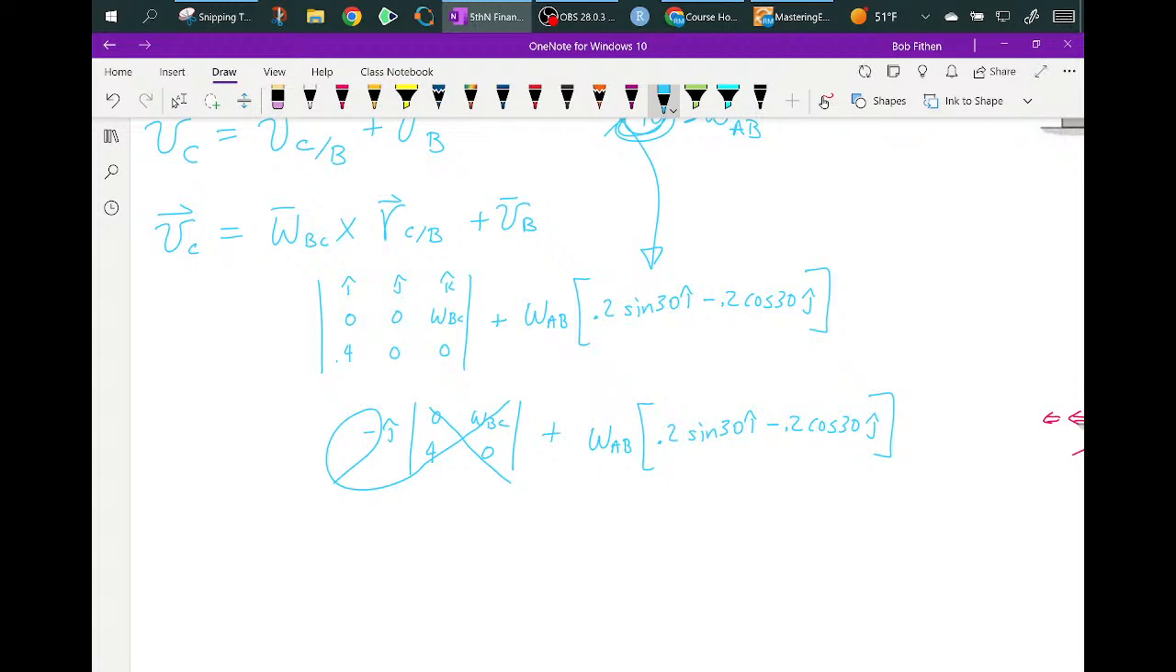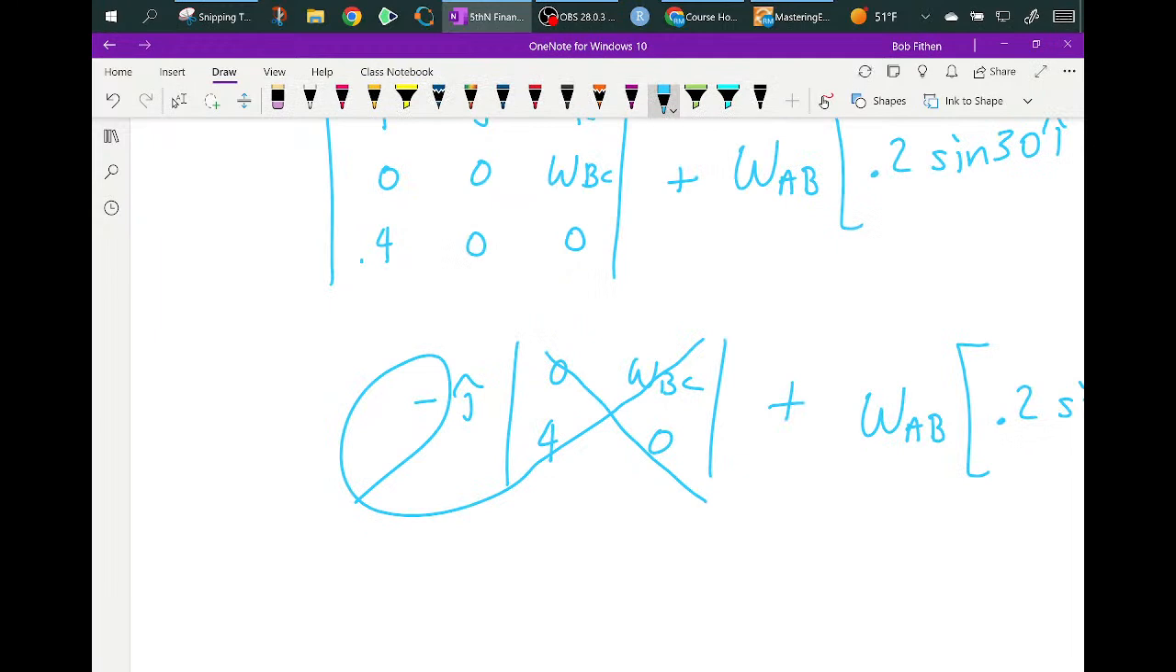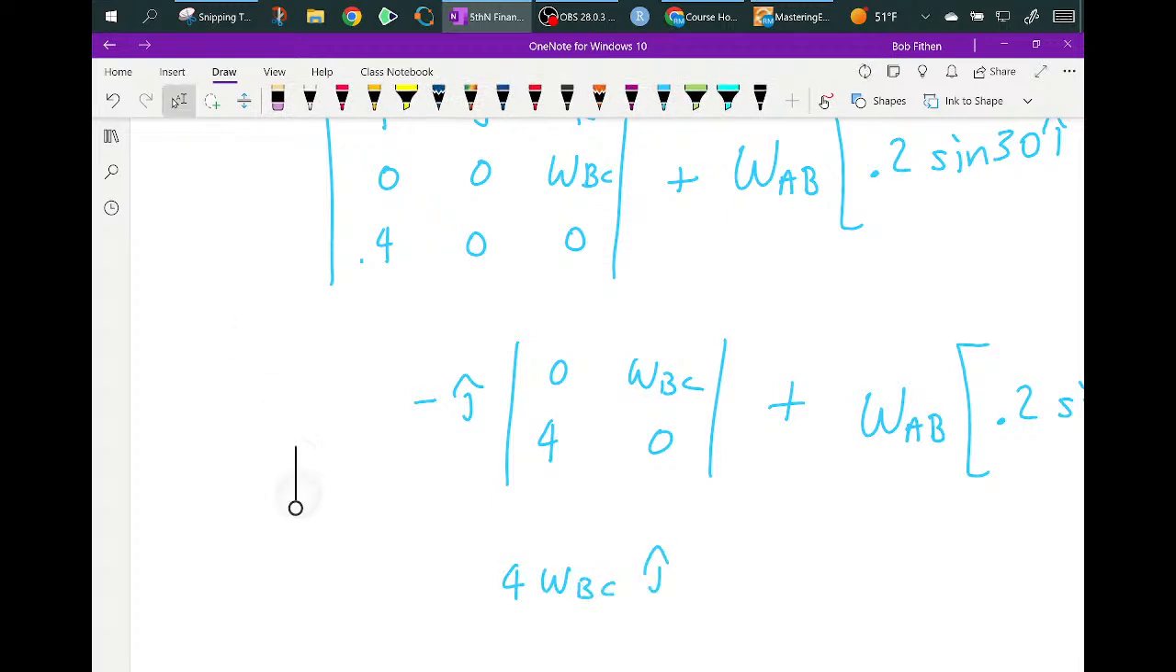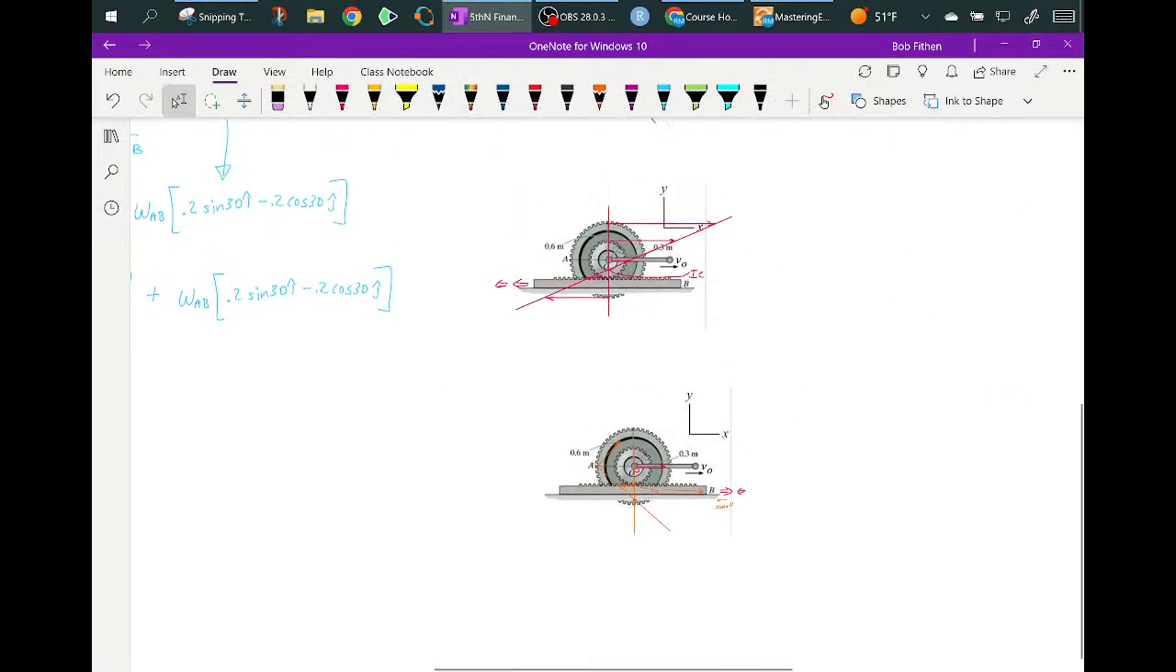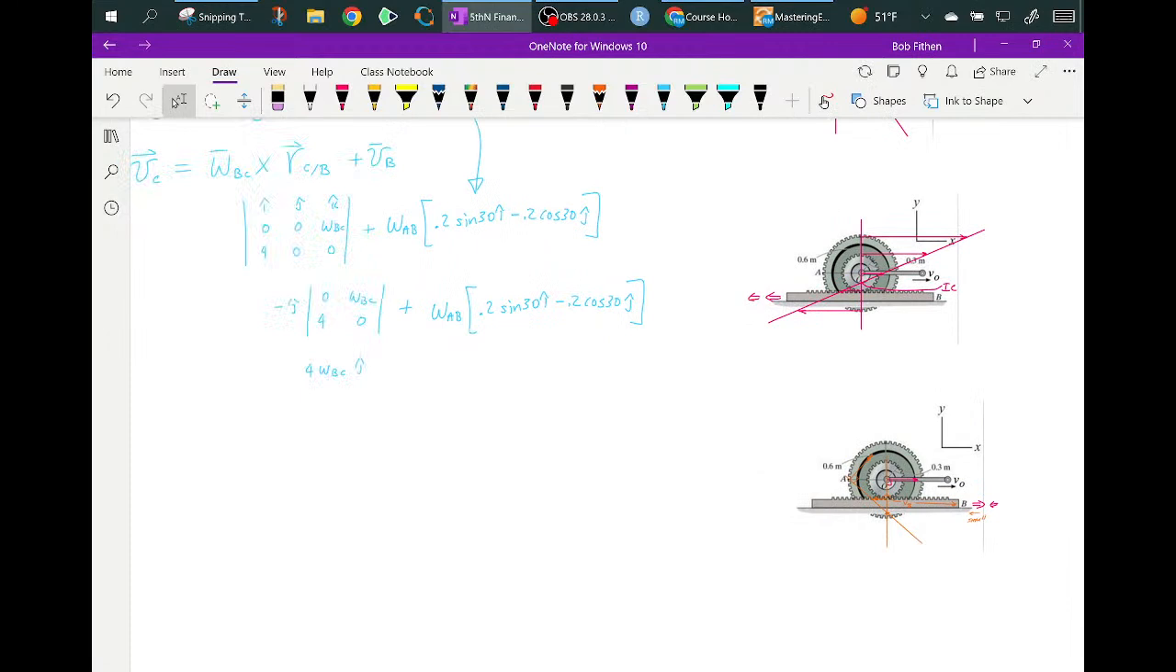So I get, okay, come on. What's going on here? Okay, I got frozen for some reason. Okay, there we go. So I get 4 omega BC J. I am confused, but here we go.